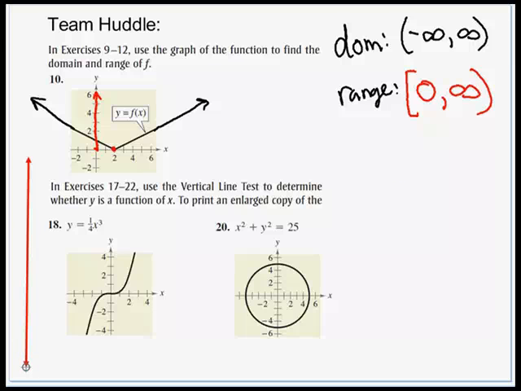For 18 and 20, they give us the function, a cube function and a circle function. Use the vertical line test. First one, number 18, passes with flying colors, only hitting the graph at one point. Anywhere you hit on the circle, except a tangent point on the left or right, anywhere else you're going to hit the circle twice. So that is not a function.